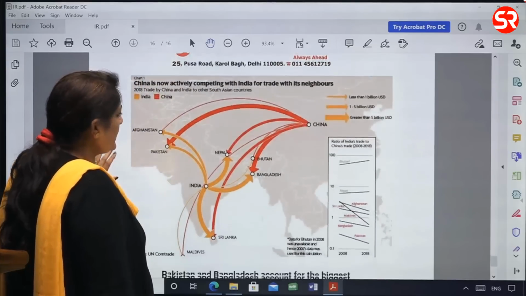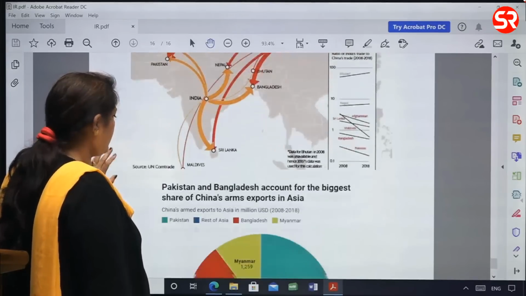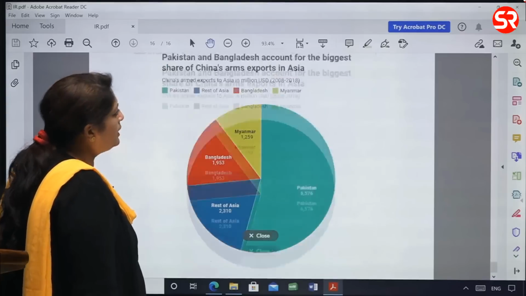So this is some data on China's active involvement and infrastructure projects in the region.